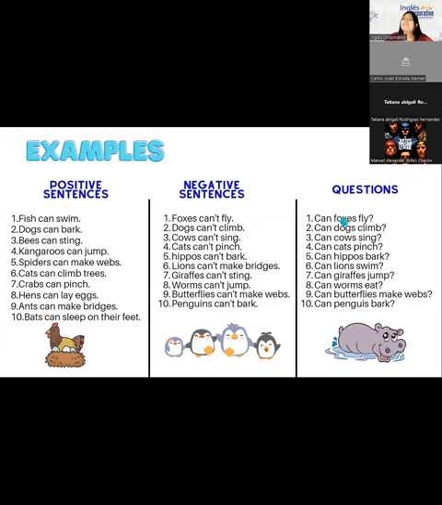Now, let me ask you guys, can foxes fly? No, no, but in real life, okay? No, they can't. Can worms eat? What is the meaning of worms? Gusanos. Okay. Can worms eat? Yes. Can penguins bark? No, they can't.